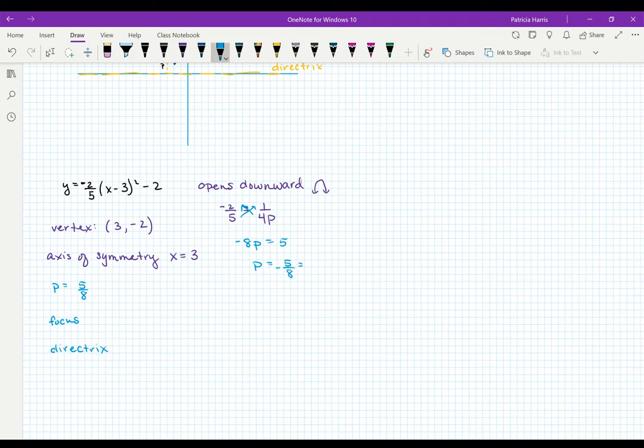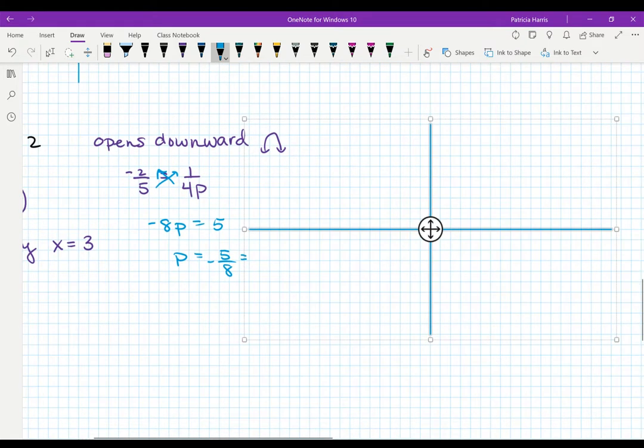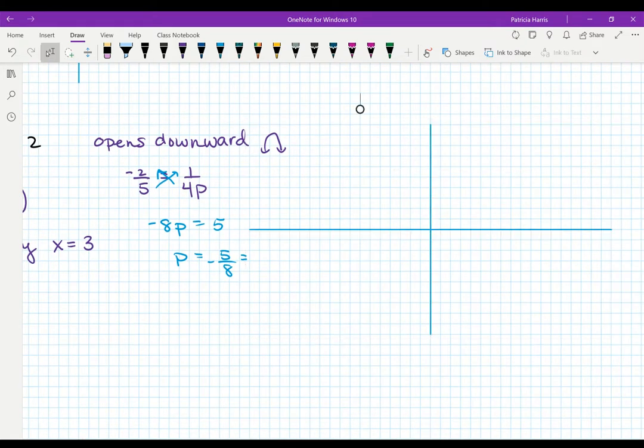Okay, let's work on graphing. And I'm going to show you like a way to accurately find points on this as well. Okay, I'm going to zoom in. Okay, where was my vertex? 3 to negative 2. Okay, so my vertex was 3, negative 2. So since my parabola opens down, my focus will be downwards from my vertex.